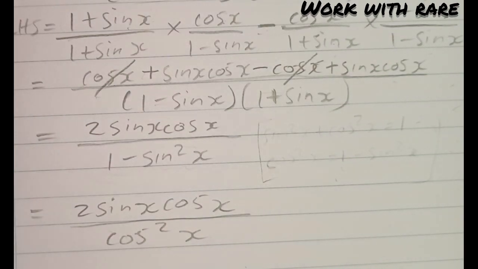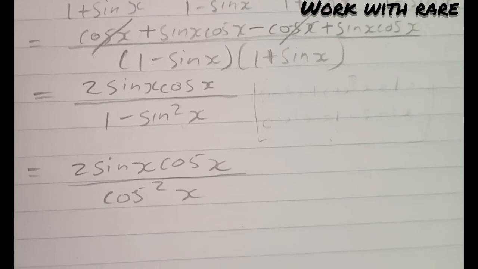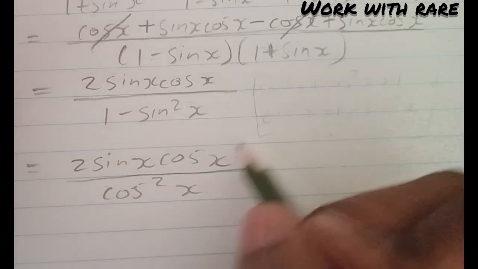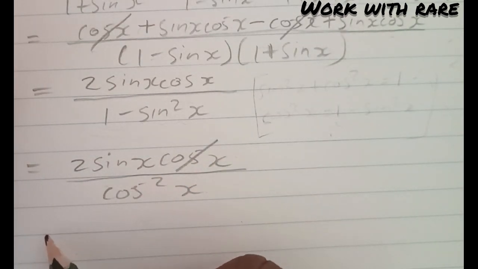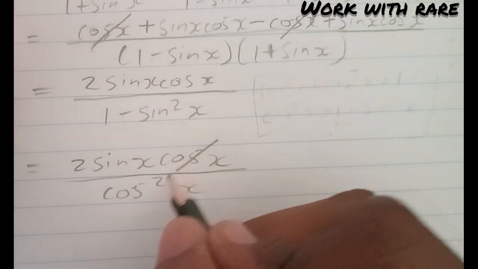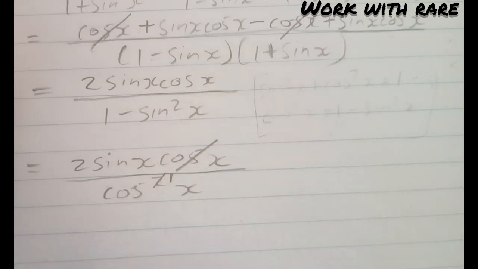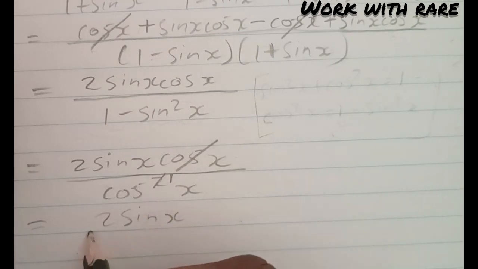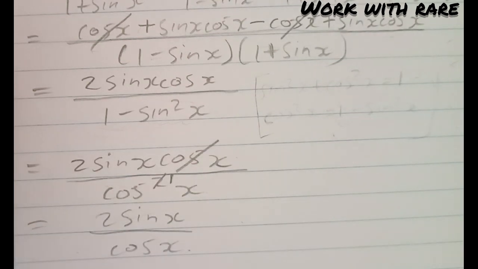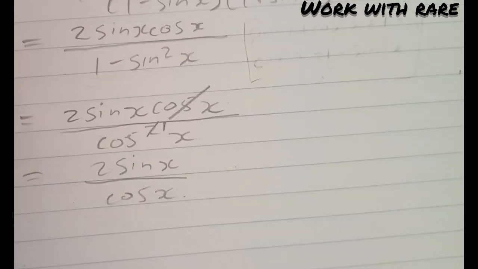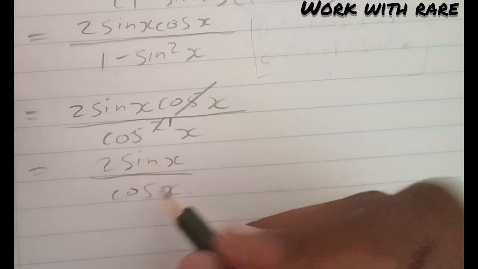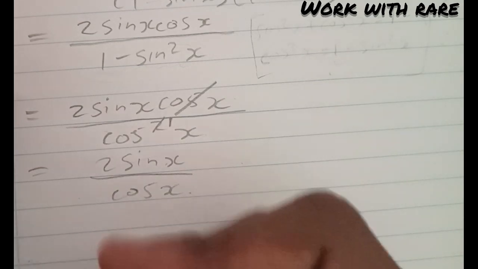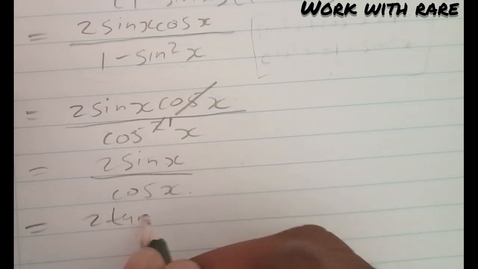The next step, remember here we have cos x and here we have cos squared x. This cos and this cos will cancel each other, but here we have 2 coses, so we will remain with 1 cos. So now we are remaining with this. We know sine over cos is tan, so our final answer will be 2 tan x.